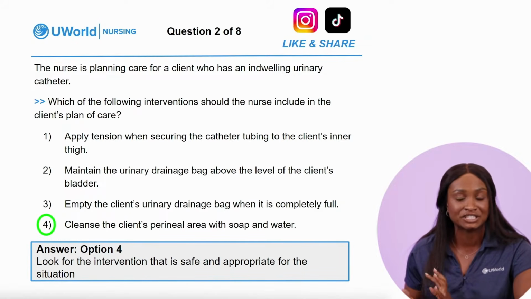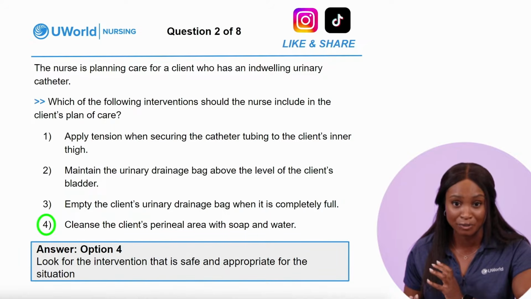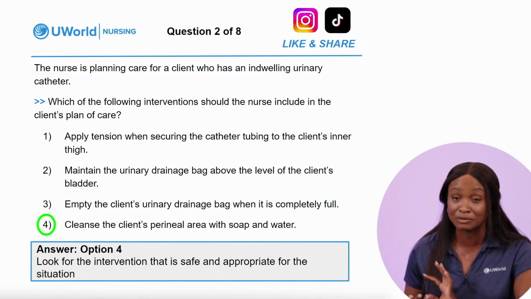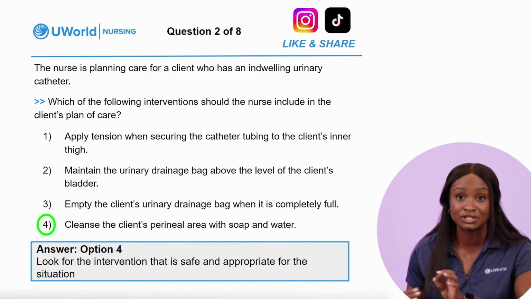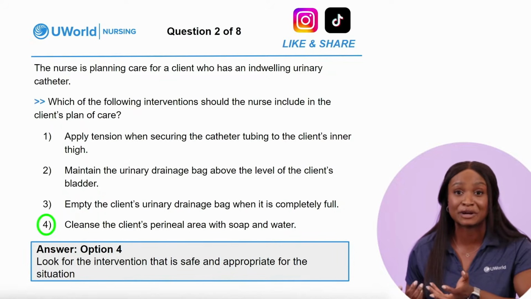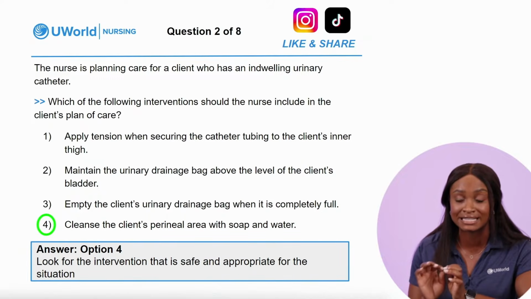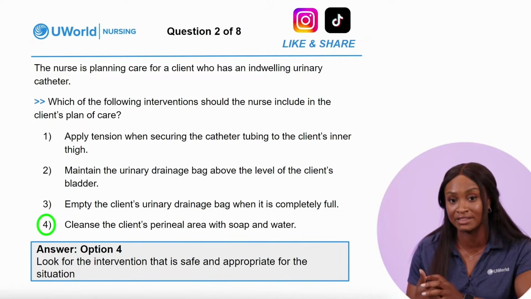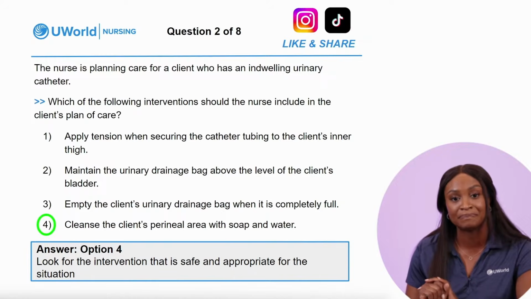We're looking for the intervention that is correct and that is safe and appropriate, and that is option 4 in this case. Option 1, we never want to apply tension to the tubing. Obviously, that is very painful, so we want to always give a little slack, but we do want to secure it on the inner thigh, but never apply tension.